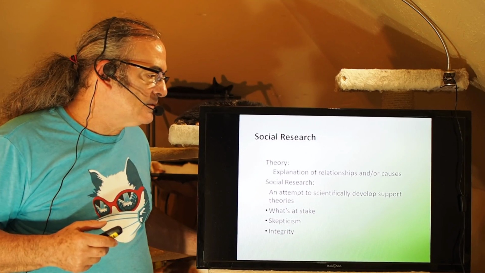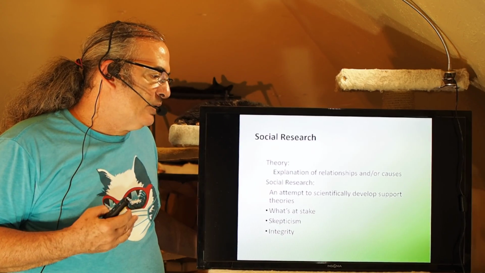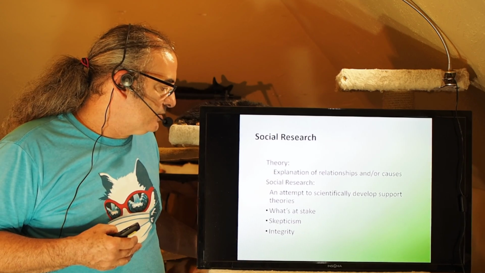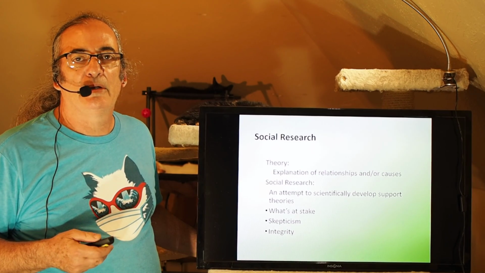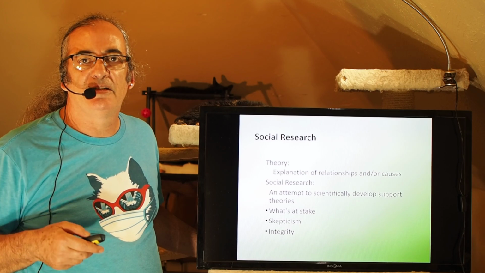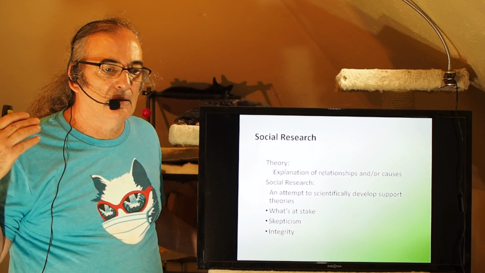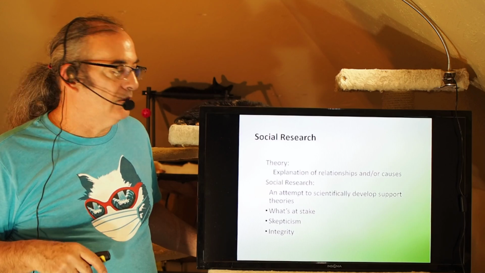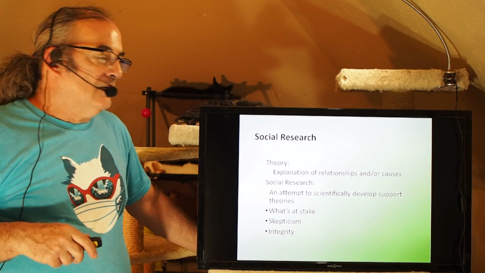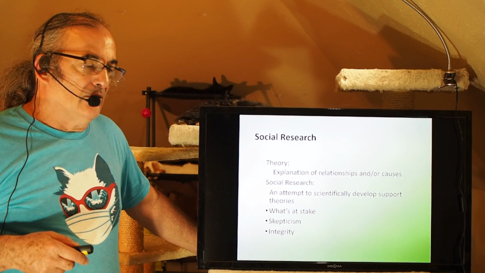So skepticism is key, and at this point then, what we get to is this idea of integrity, that we have to be on our honor. We can't make up data. We can't eliminate data that we don't like. So at the heart of it is integrity.